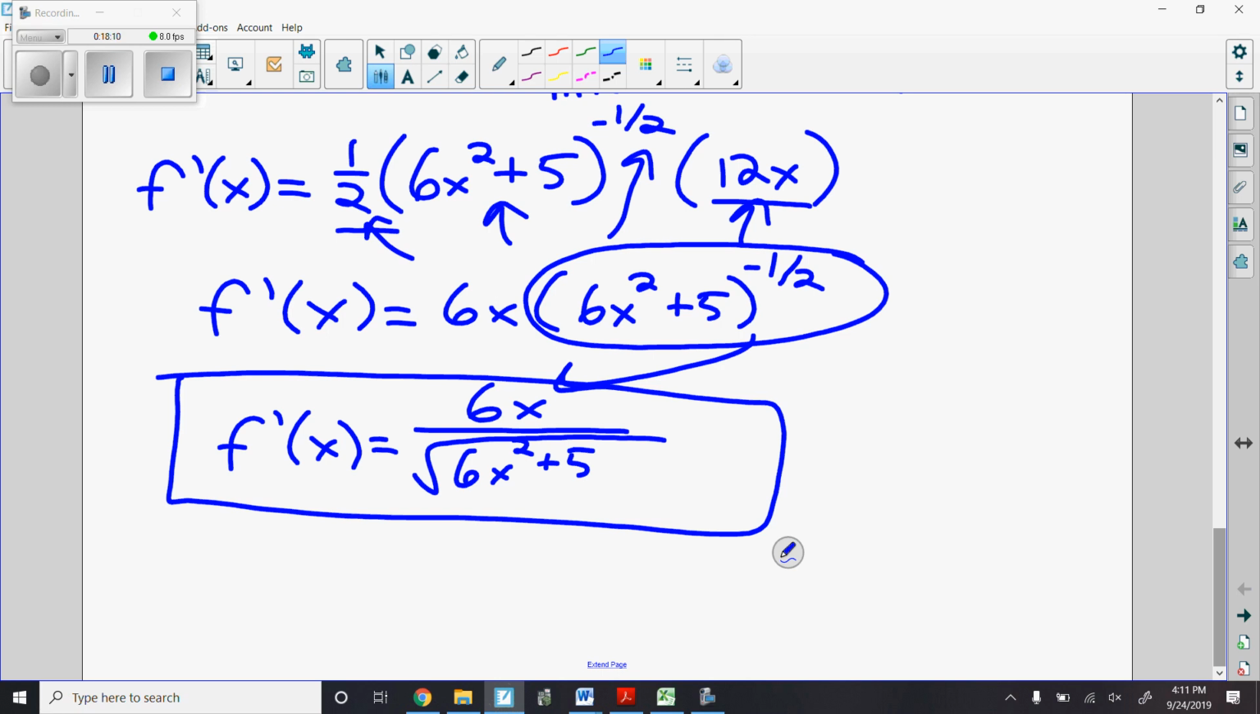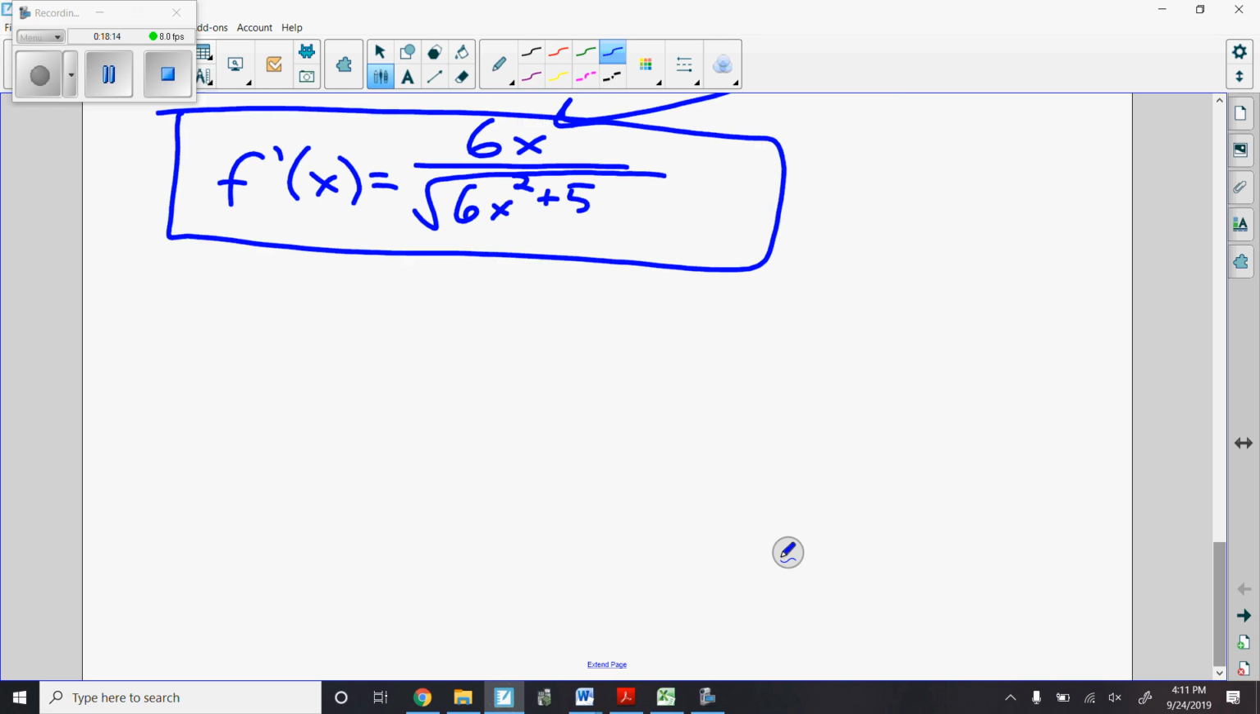3 more examples quick, and then we'll be done. I'll move a little bit faster through these examples. Let's look at example 4.